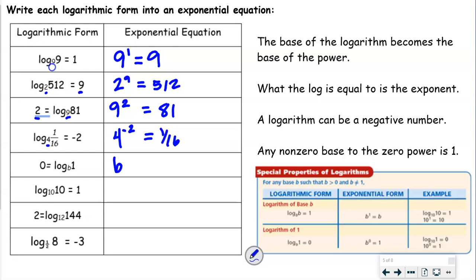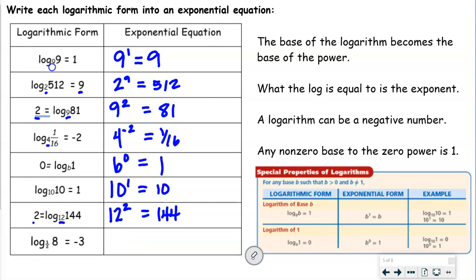Here we're going to have b to the 0 power, and anything to the 0 power is equal to 1. Then we got this log base 10 of 10. So we're going to say 10 to the first is what? 10. And remember, anything to the first power is itself. Then we've got 12, again our base, to what power? The second equals 144.